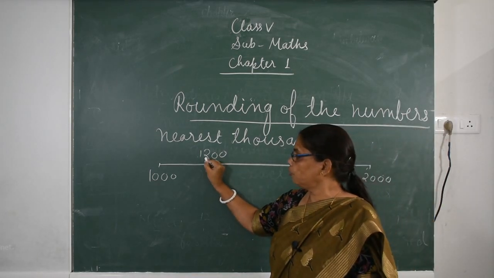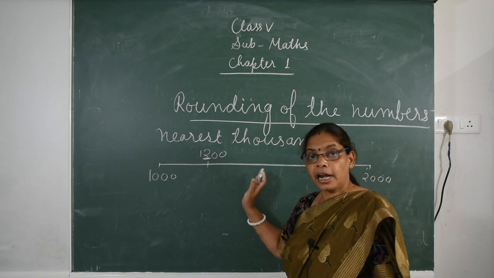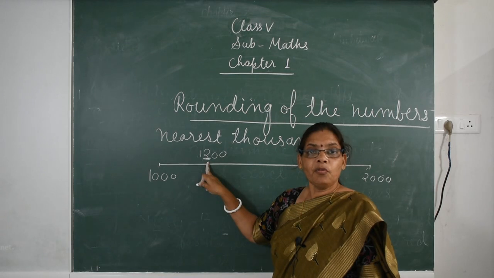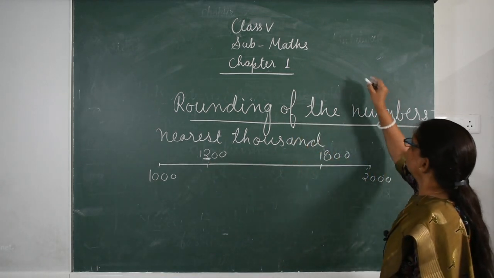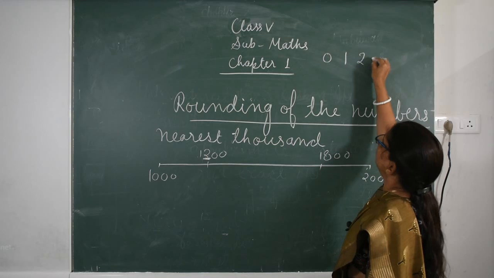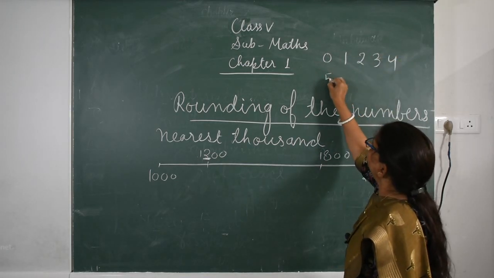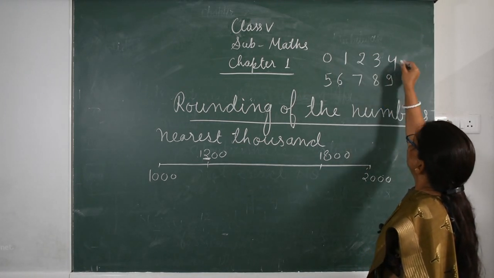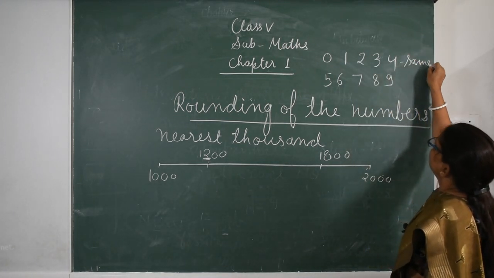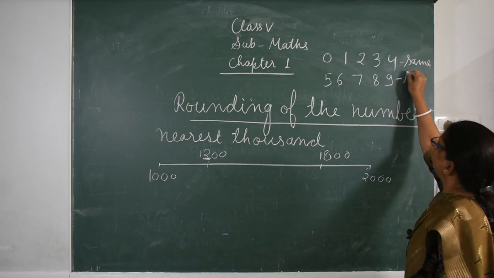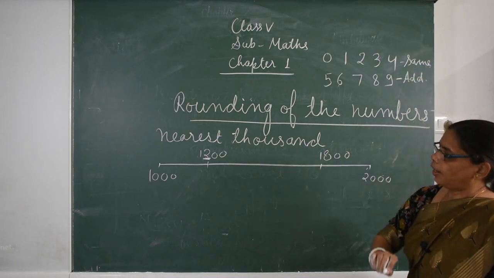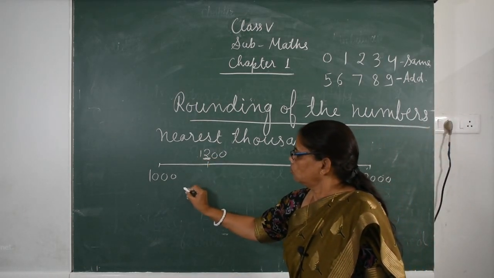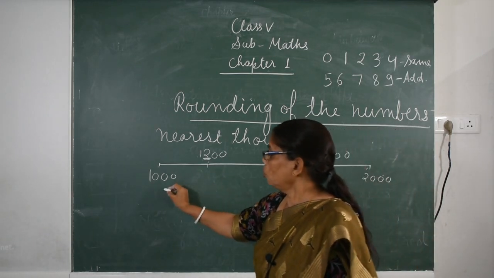Which number do we have to see? This number, the nearest one. Start from one side, not from this side. This one is less than 5, so it comes into the group of 1, 2, 3, 4 and 5, and the rest stays the same. And 5, 6, 7, 8, 9, we add 1. Understand, children? So 1200 is nearest to 1000.